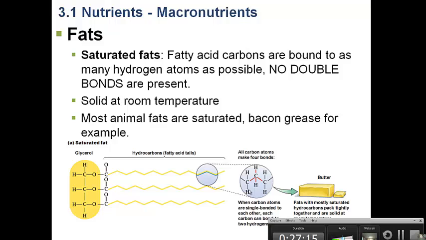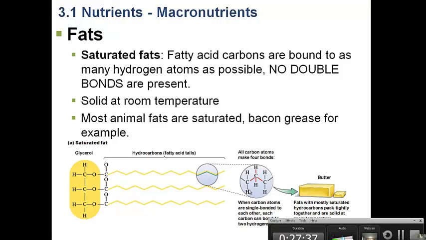This means that they can get very close to one another, and they can stack up, kind of like you would stack up sticks, one on top of the other. And as they get close to one another, as they do at room temperature, they turn into a solid. So interestingly, saturated fats are typically solid at room temperature.